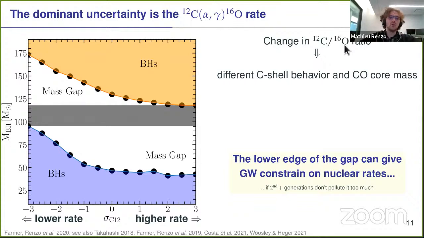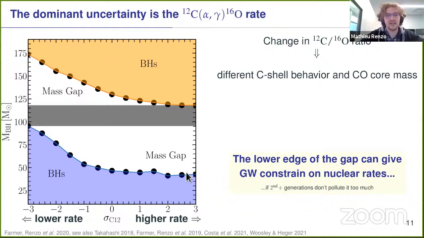So if you lower the rate, like on the left of these plots, then you're going to get more carbon in your core, and you can have a thicker carbon shell burning that stabilizes the core. And for this reason, the gap moves upward to higher masses. If instead you increase the rate, like on the right of this plot, you get less carbon, but once you have no carbon at all, the black hole masses are not very sensitive.